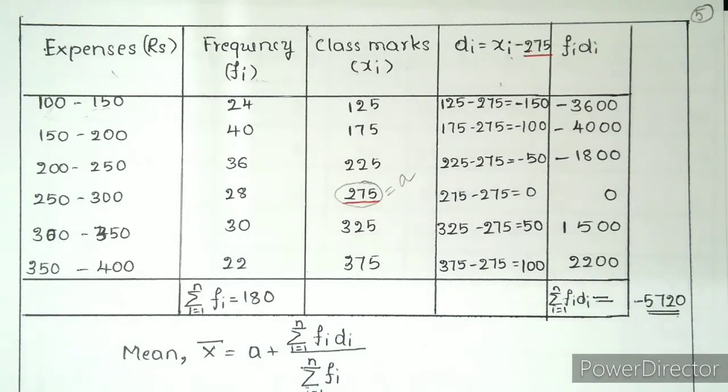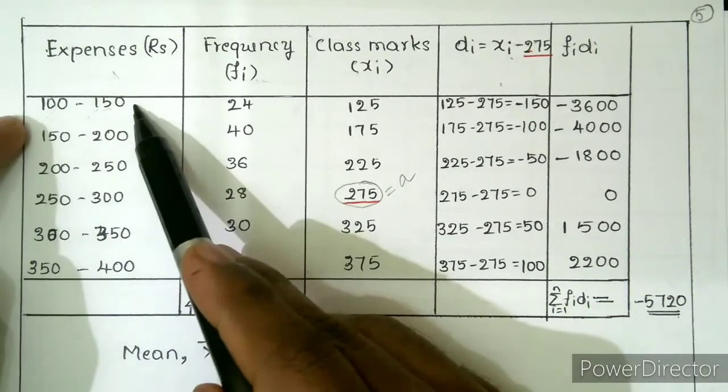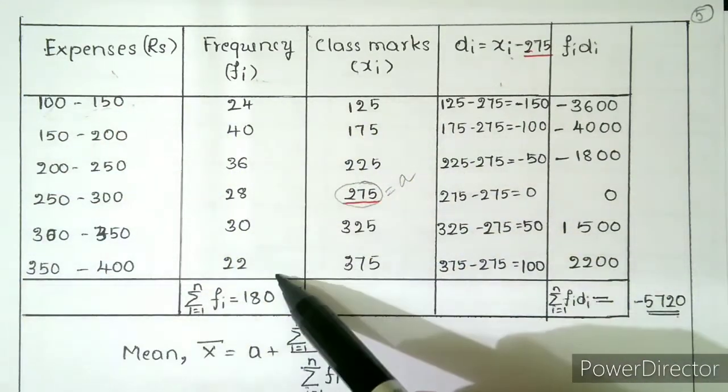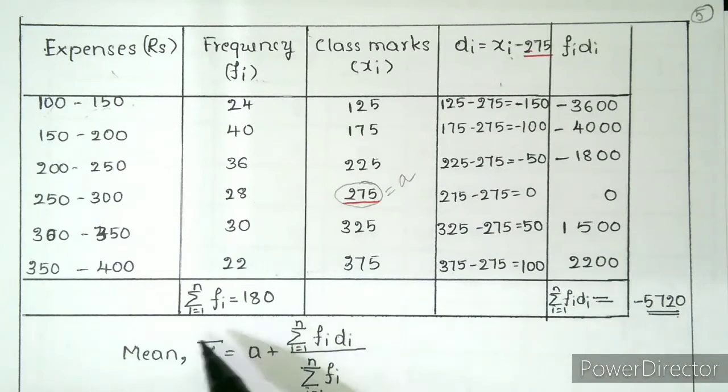So you have to go through some order. First the class interval, as it is in the question, you copy like that. The frequency also you copy like that and add it up. You get summation i equal to 1 to n fi, which is equal to 180. So that is the total number of workers.